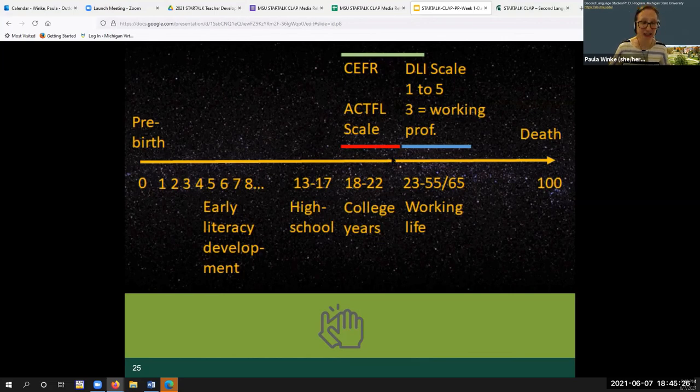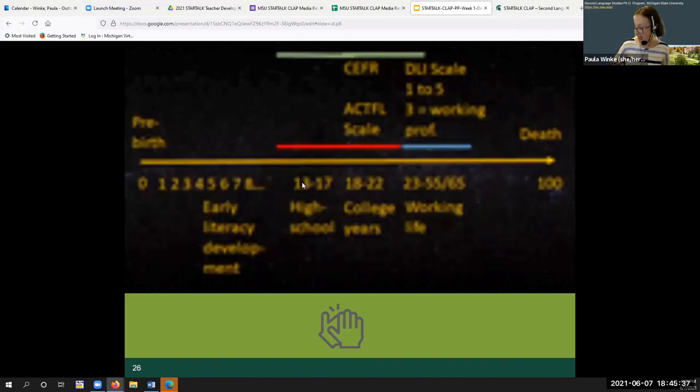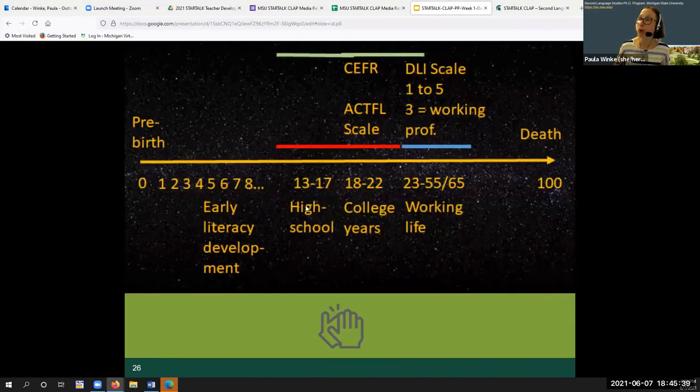So you might be wondering, which one do we use? We tend to use the ACTFL scale mainly because we're in the United States. Both the ACTFL scale and the CEFR scale have been pulled down to apply to the high school level. So several of you are teaching high school and a couple of you are teaching middle school. I must say these scales don't do as good of a job.